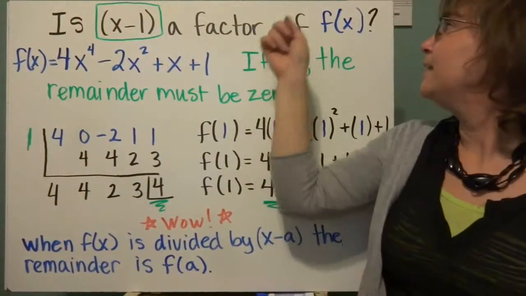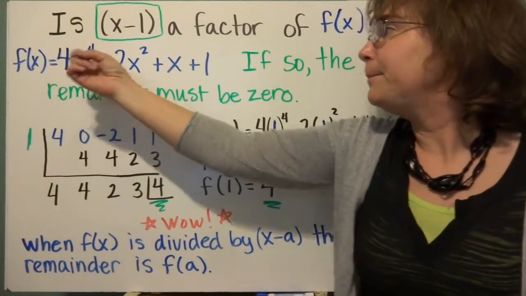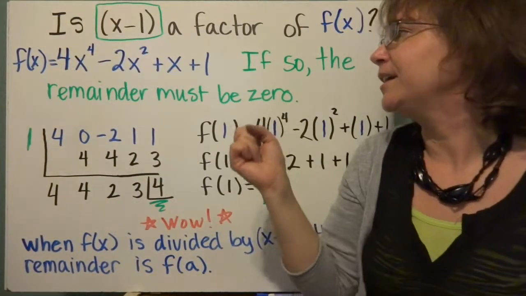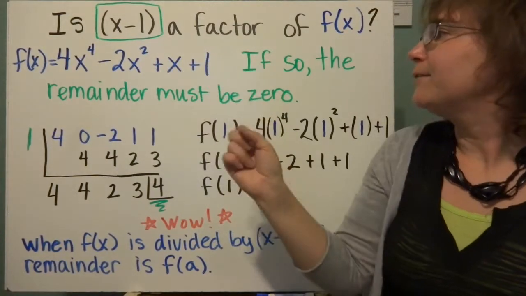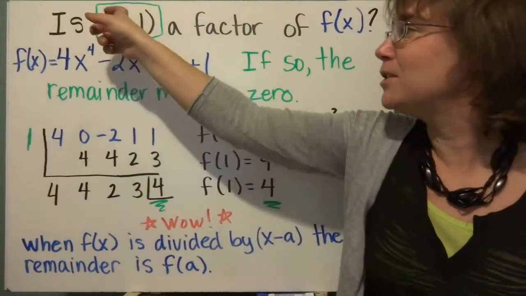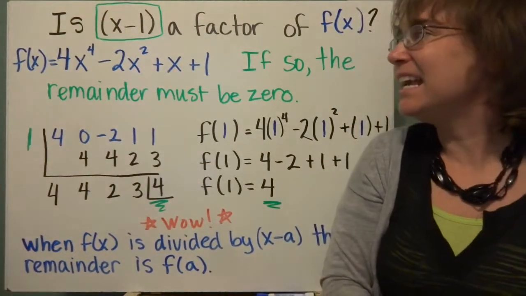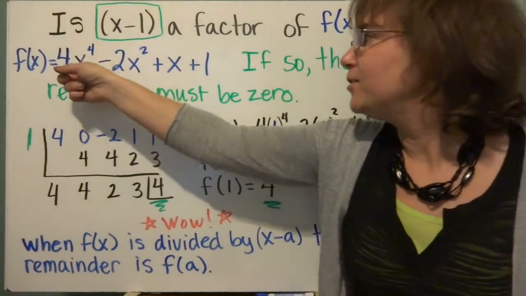Is x minus 1 a factor of f of x? So here I have f of x, and I've got a big, long polynomial here, so it's not just easy to factor it. I know if it's true, the remainder has to be 0. I also could substitute a 1 in there and see if I got a 0 out by the factor theorem. So let's do that first.